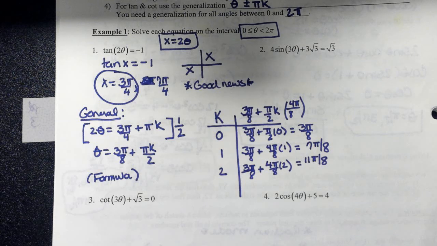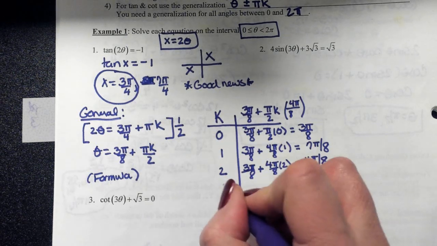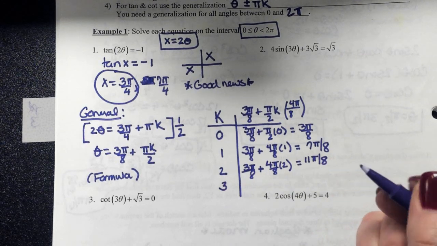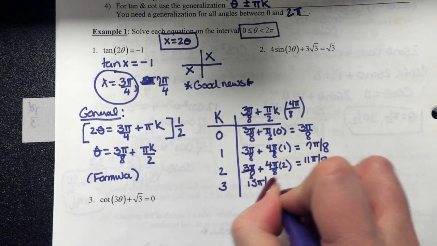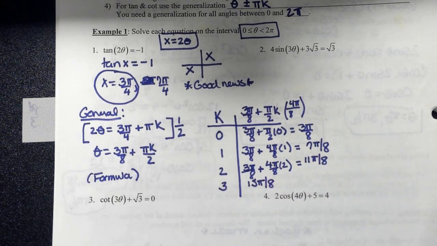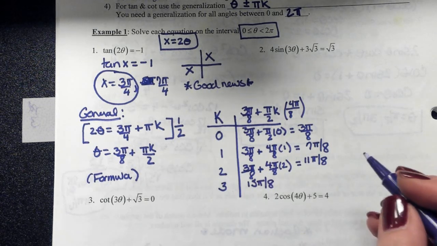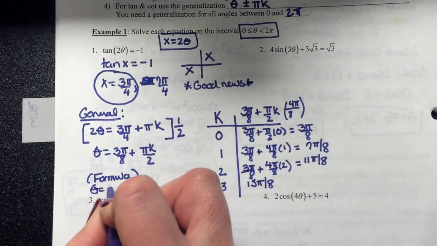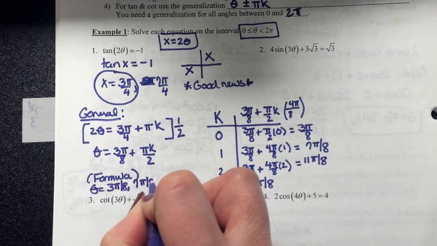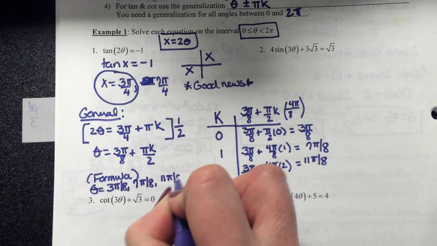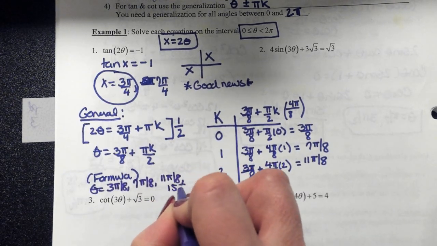All right? So if I was to plug in a 3 for K, what would the next angle be? 15 pi over 8. Is 15 pi over 8 still less than 2 pi? I mean 16 pi over 8. Yes. Do I need to go again? No. So notice you've got 4 answers. So now your answers are going to be 3 pi over 8, 7 pi over 8, 11 pi over 8, and 15 pi over 8.